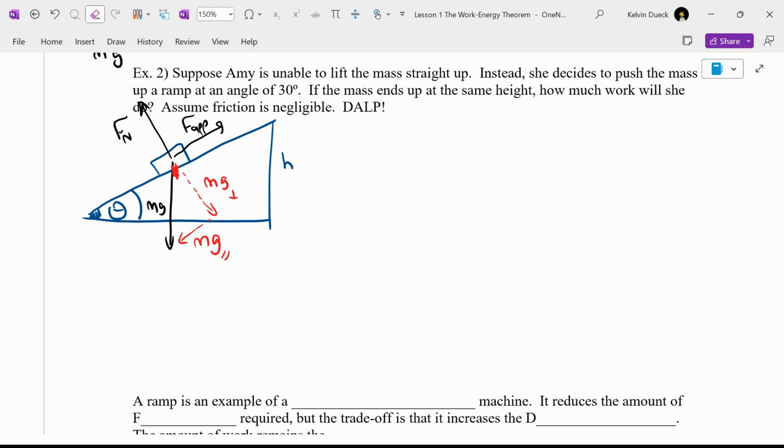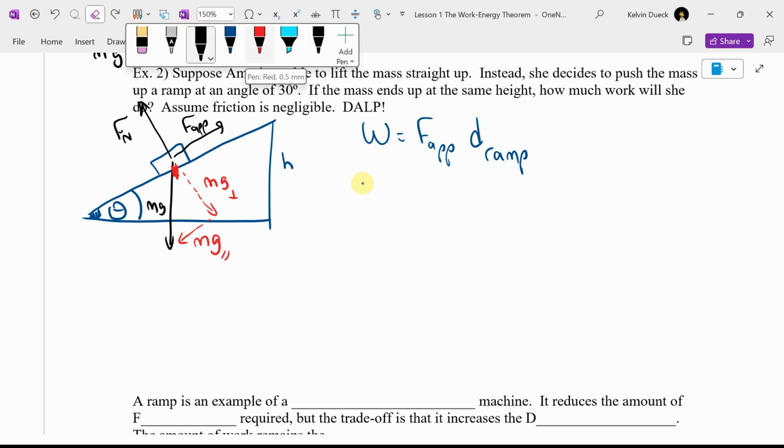Okay, so let's do this generically. The work done pushing up the ramp is going to be F applied times distance, and that's going to be the distance along the ramp. I'll call it d ramp. That's going to be this distance, but I'm not going to draw it in just yet. It's going to clutter up my diagram.